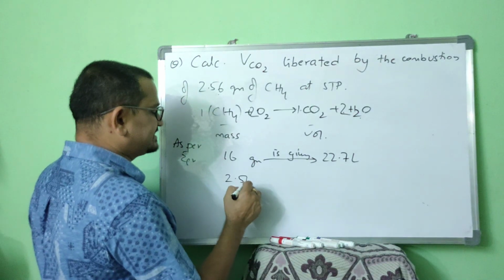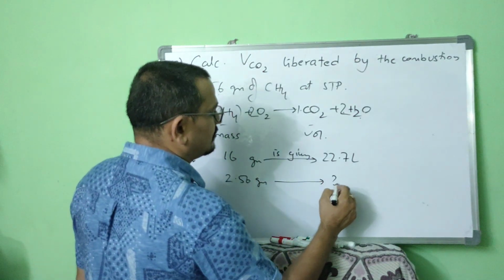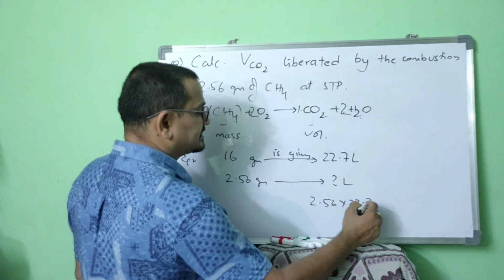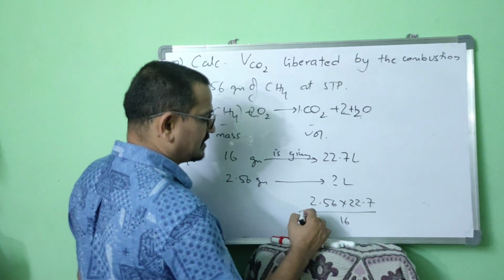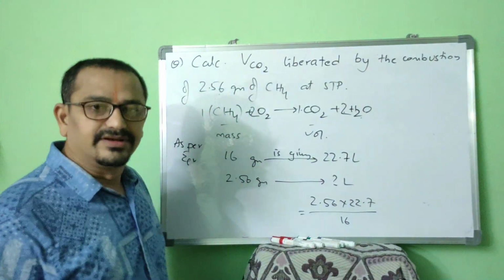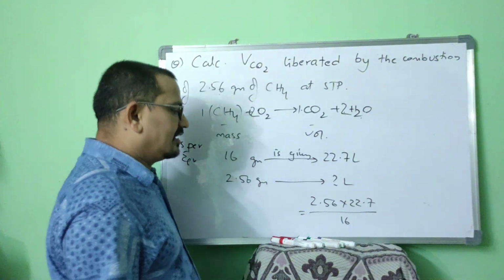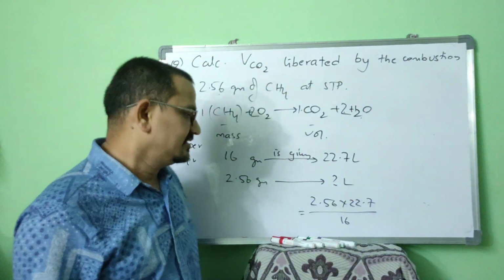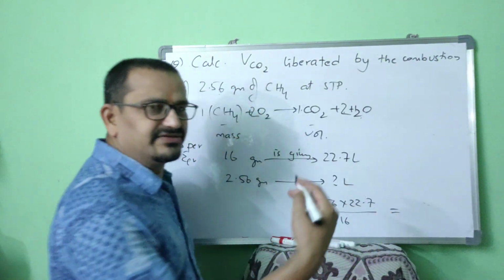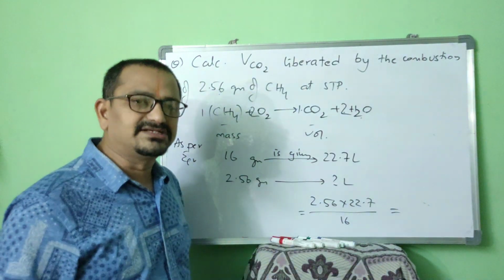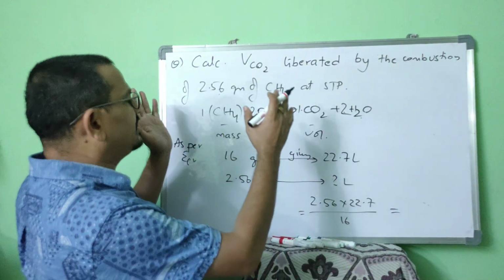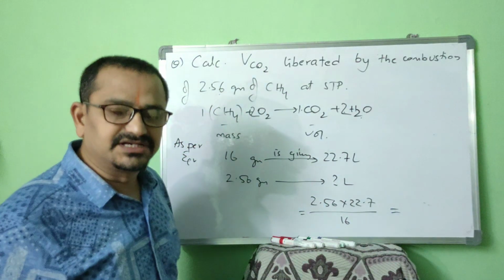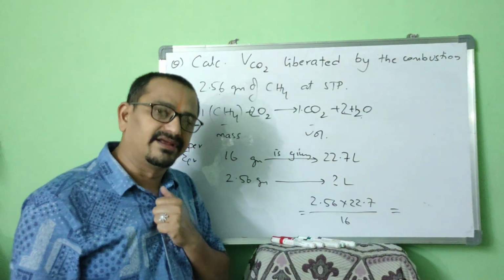Then 2.56 grams of methane will give how many liters? So use the crisscross method. 2.56 into 22.7 by 16. So you have to simplify this. Right? 16 into 16 is 256, you can simplify that way. The calculation part may vary from student to student, it depends on their logic. So this is how we can calculate the volume of CO2 when a certain mass of gas is subjected to combustion. So this is one model.